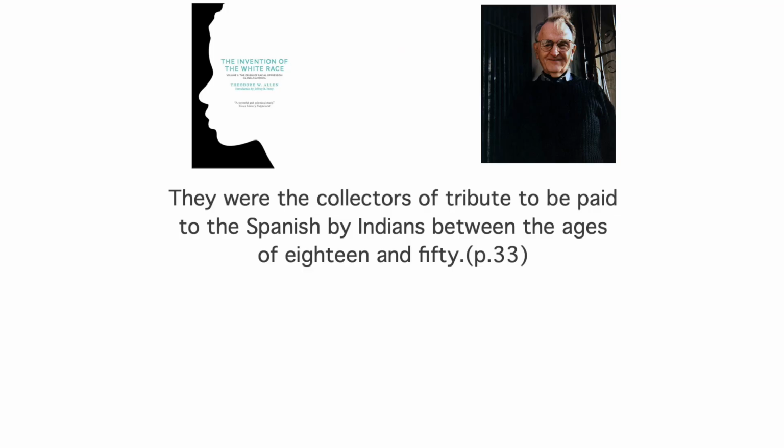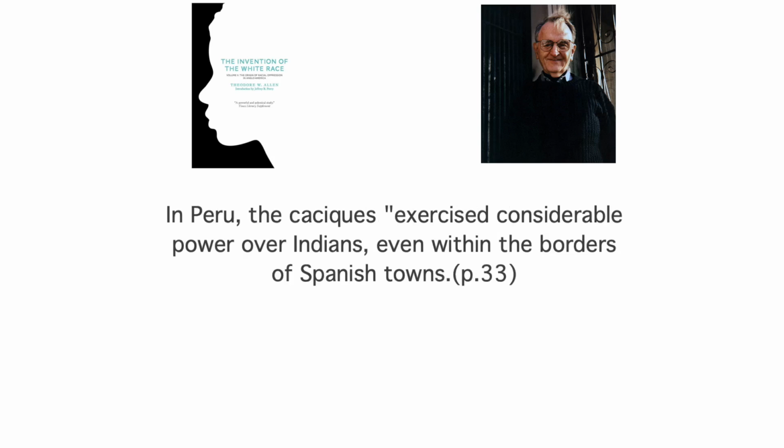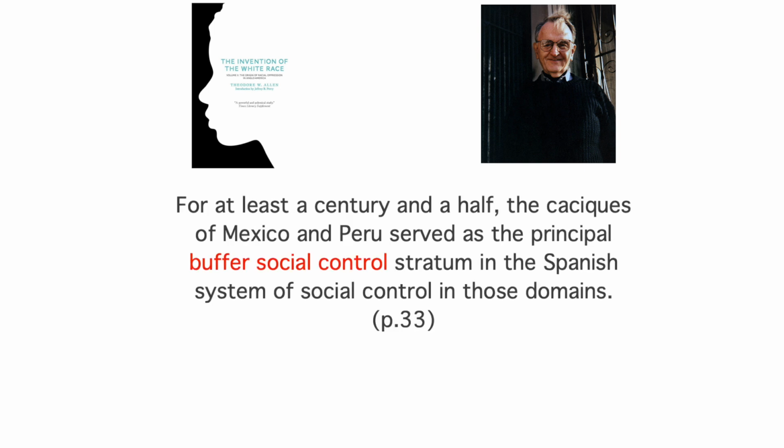Let's continue. They were the collectors of tribute to be paid to the Spanish by Indians between the ages of 18 and 50. They were responsible also for furnishing the mita laborers for service to Spanish masters in industries, in farming, and, worst of all, in the silver and mercury mines of Potosi and Huancavelica. In Peru, the caciques exercised considerable power over Indians, even within the borders of Spanish towns. For at least a century and a half, the caciques of Mexico and Peru served as the principal buffer social control stratum in the Spanish system of social control in those domains.